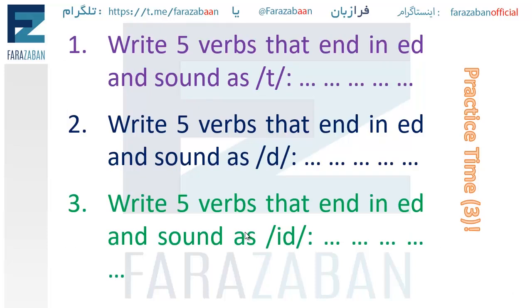Practice time. Write 5 verbs that end in ed and sound as t. For number 2, write 5 verbs that end in ed and sound as d. Number 3, write 5 verbs that end in ed and sound as id. توی تمرین شماره سوم 15 تا فعل لطف کنید توی قسمت کامنت ها برای من بنویسید. 5 تای اول وقتی که ایدی بهشون اضافه کنید صدای ت بدن، 5 تای دوم صدای د بدن و 5 تای سوم صدای اید بدن. تمرین شماره سوم.